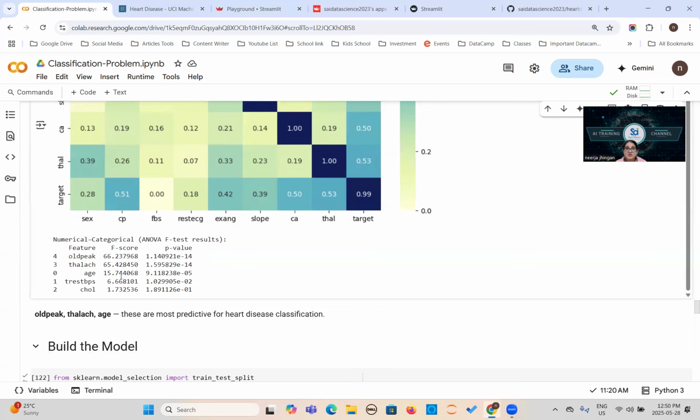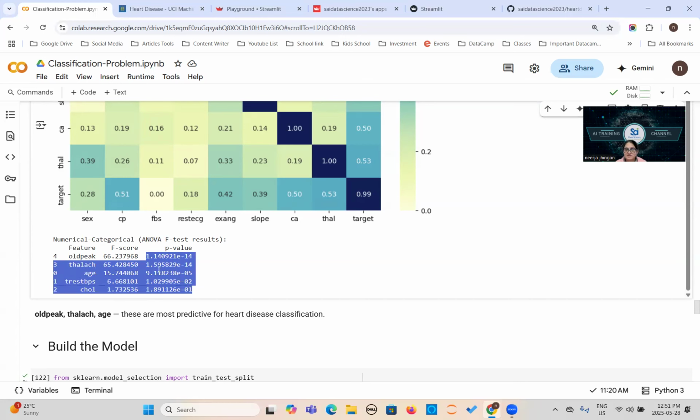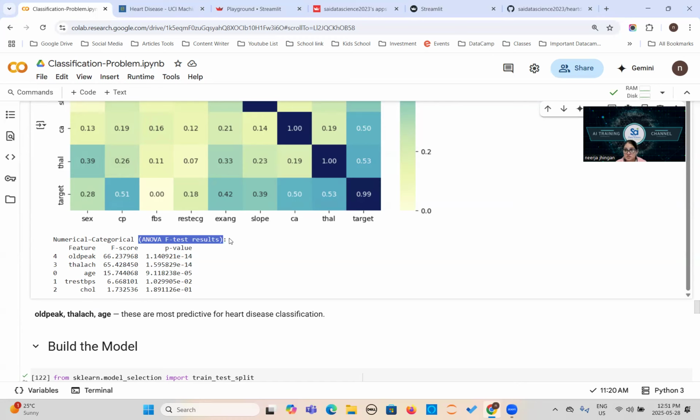Okay, there is a high chance they have more contribution, 66%, 65%. This one has weak chances. It is not going to classify correctly whether the patient has a heart disease or not, because this has a very weak relation with your target. And if the p value is less than 0.05, then that feature is significant. Okay, this is a p value. This is called the ANOVA F test result.